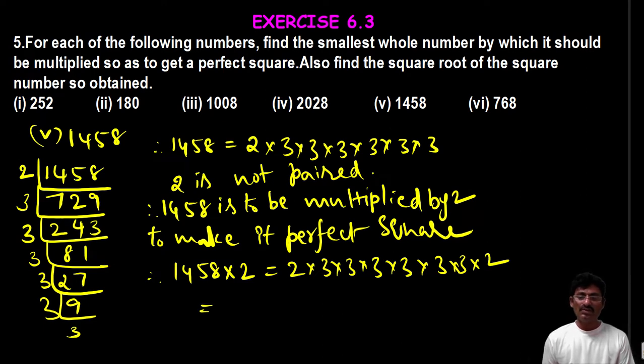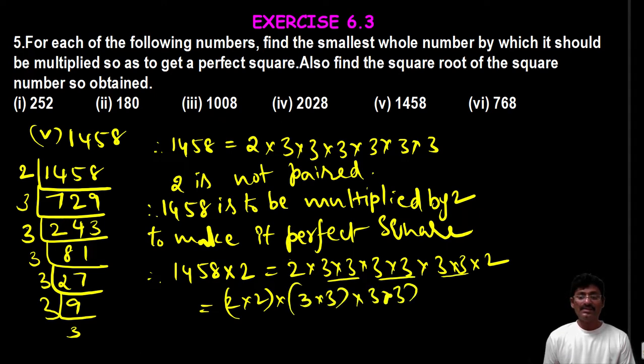So this is equal to, write these 2's together. So 2 times 2. Then make pairs of the remaining also. So this is one pair, this is one pair, this is one pair. So 3 times 3, then times 3 times 3, then again times 3 times 3. So this is equal to 2 times 2, 2 square. Then 3 times 3, 3 square. Again 3 square. Again 3 square.